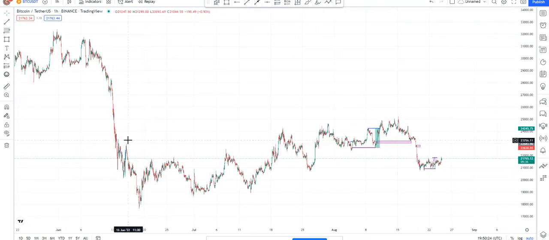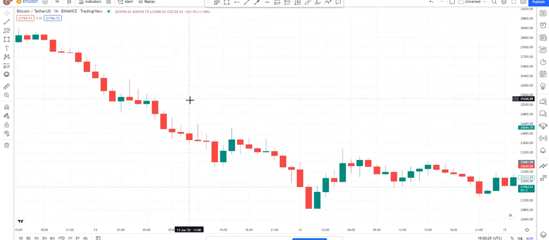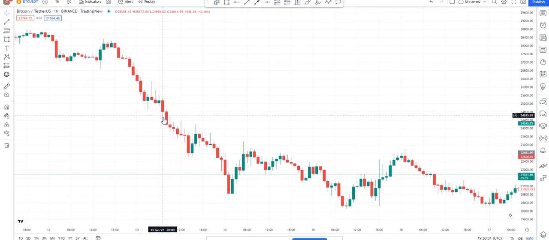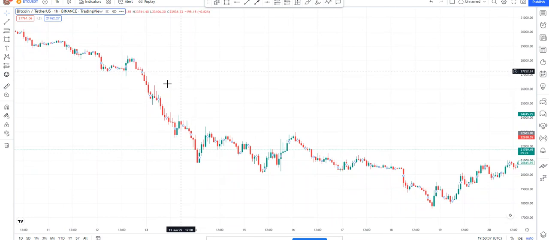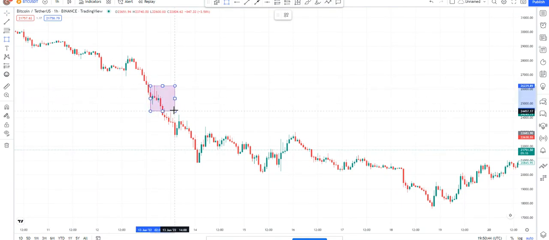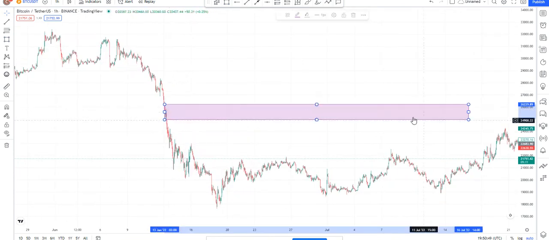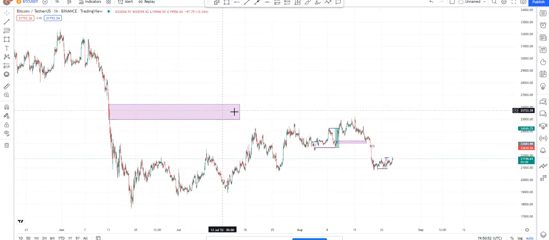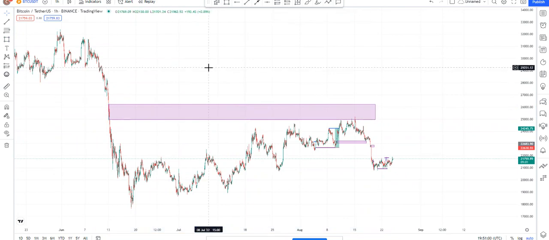There might have been something to the left here. If I go to the left, we can see another violent move here. I can try and find the sponsor candle, but let me just give a general area. This is the general area that may have caused that reversal in the trend. If we draw it to the left, that might have been what caused it to reverse. So we can go deeper and break it down. Okay, thank you.